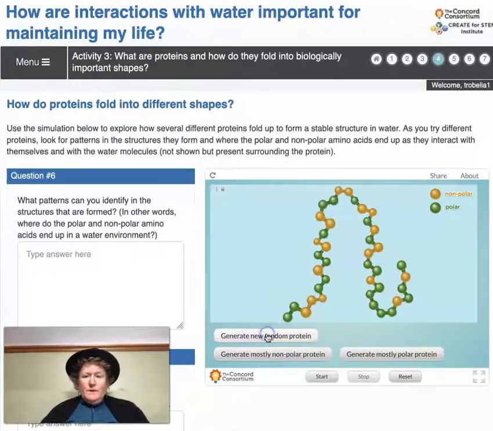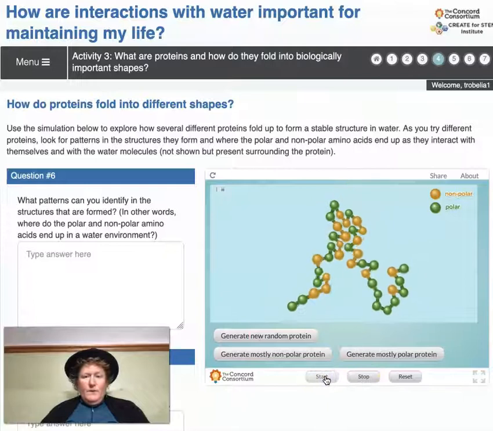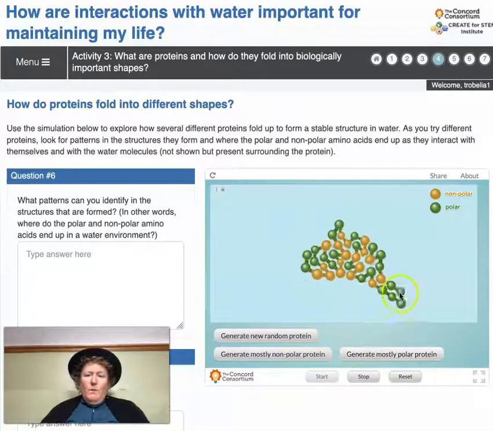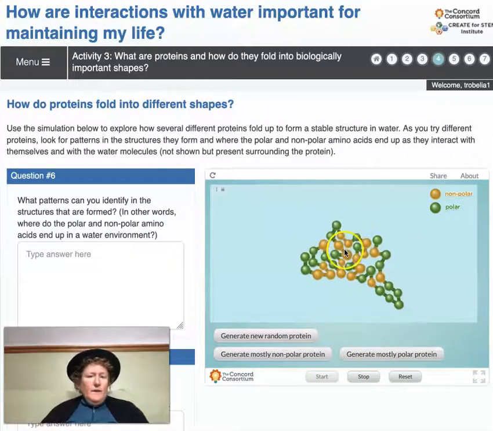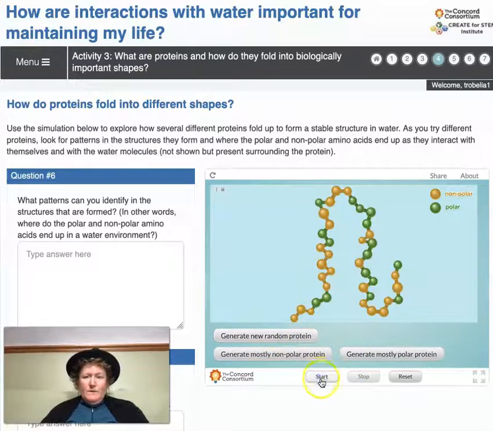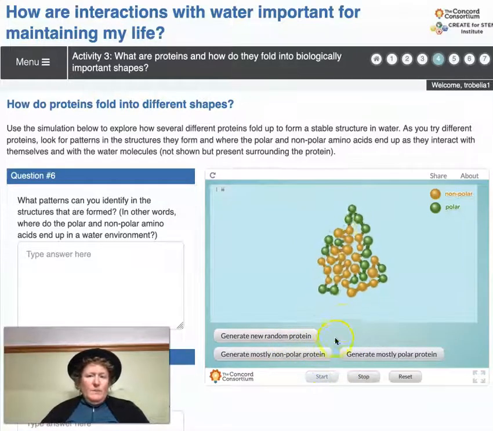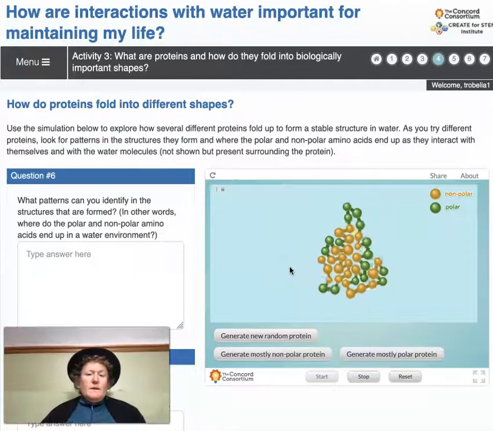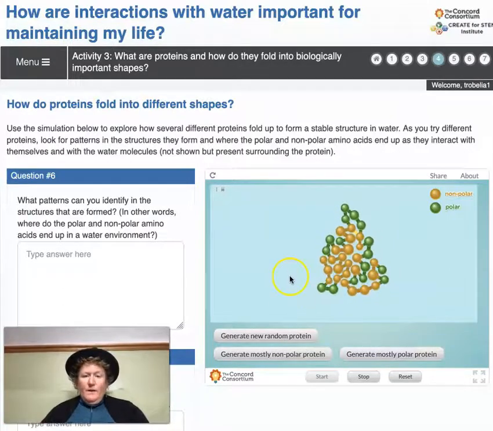So let's generate a new one. Let's fold that. And be looking for patterns here about what is interacting with the blue water here and what's in the middle, not so much interacting with water. Let's generate another random one. That's a lot of non-polar. Look what happens to the non-polar as opposed to the polar that's interacting with this blue water. We don't see the molecules, but we just understand they're there.